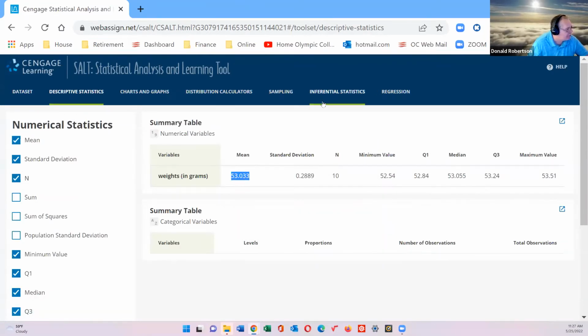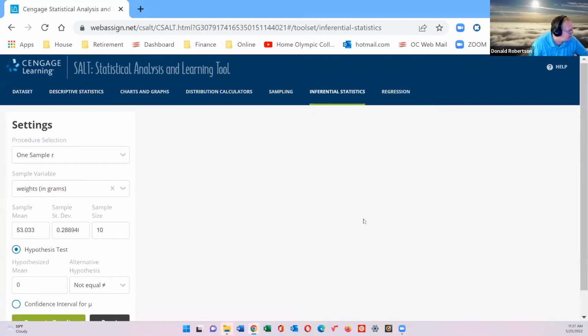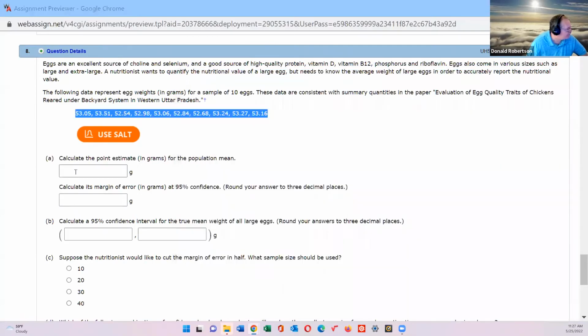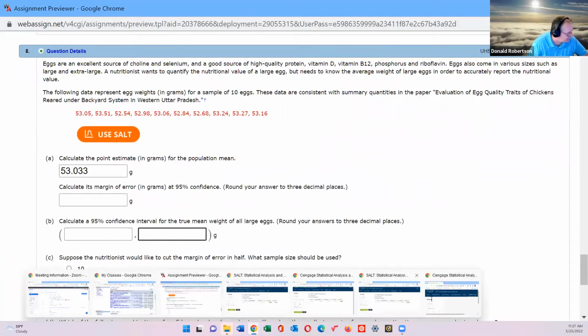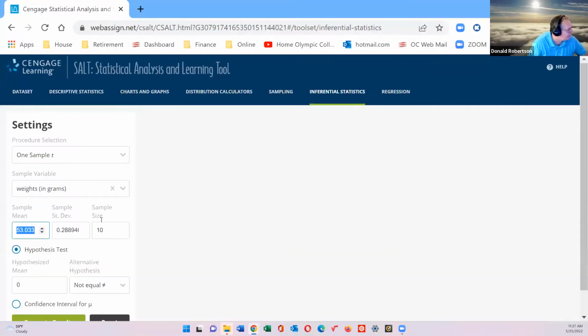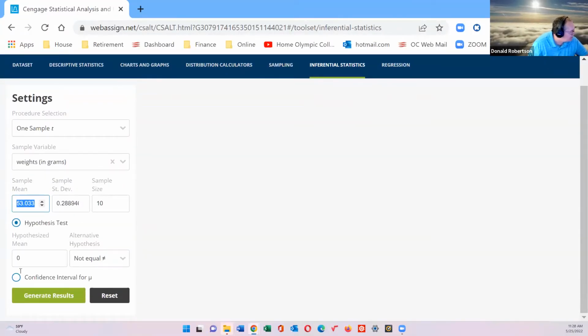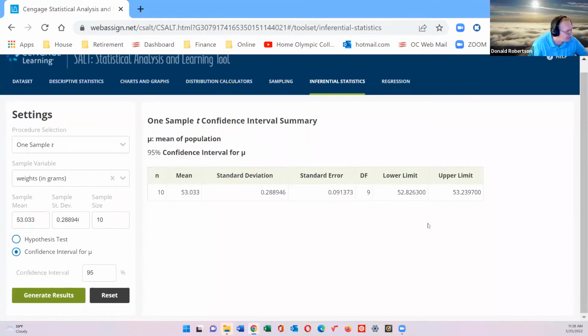actually, I've just figured something out. If I go here, don't they tell me the numbers? So I can save 1 line. So if I go to inferential statistics, there's the mean. I'm going to do the 95% confidence interval in a second once I find my window. Here. Confidence interval 95%, generate results. Now, the lower limit is this number, about 52 and a bit grams. The upper limit is this one.